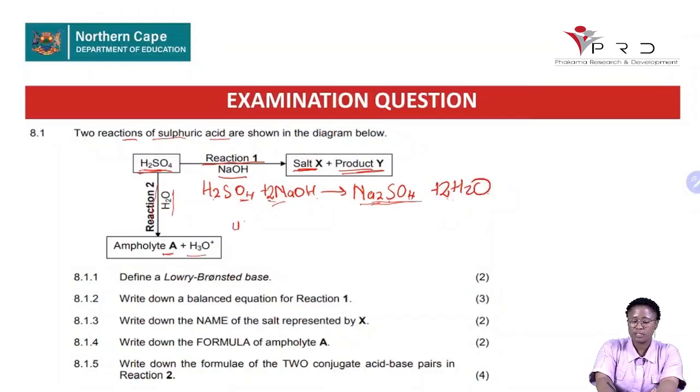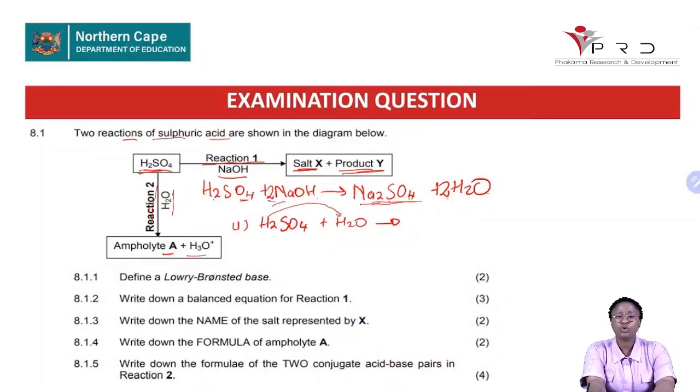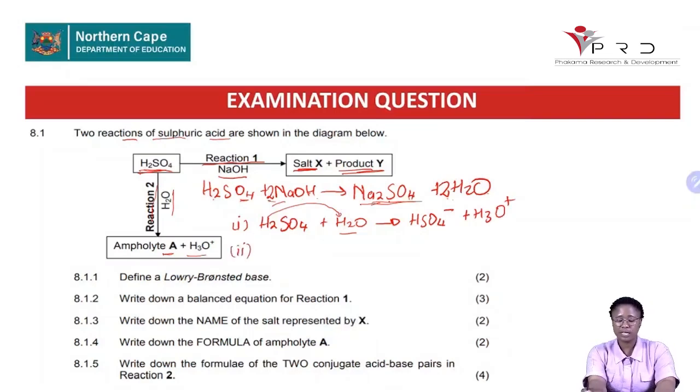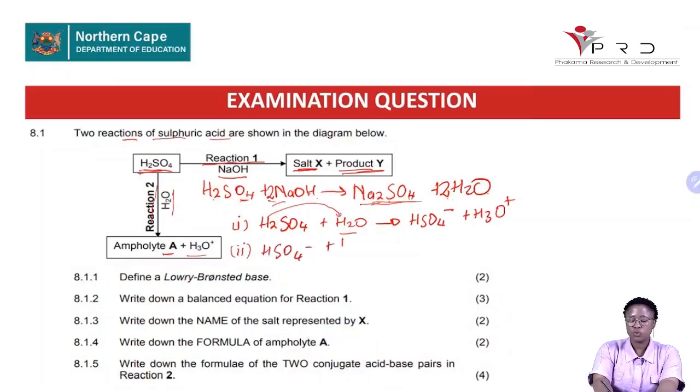So I'm going to indicate step 1 of reaction 2, which will be H2SO4, okay, that is going to react with water, and my product will be what? H2SO4 will donate a hydrogen to water for the product to be HSO4 minus plus H3O plus. All right, that is the first step. The second step of complete ionization of sulfuric acid, it will be HSO4 minus, that is going to react with H2O again. What will happen here?